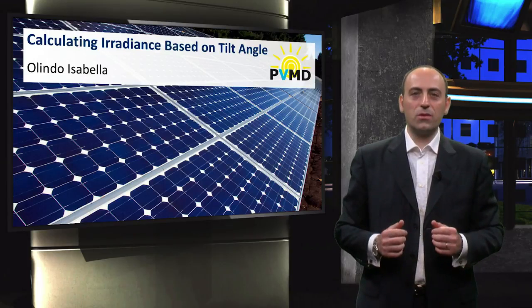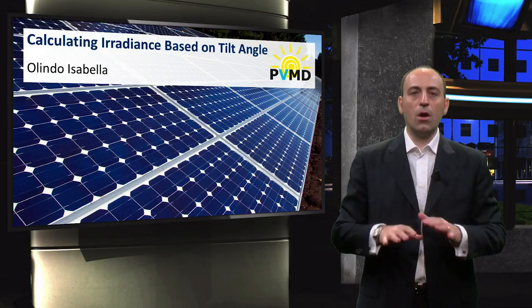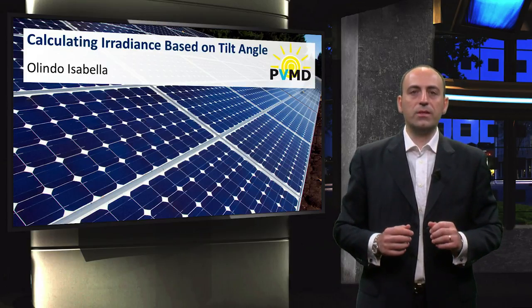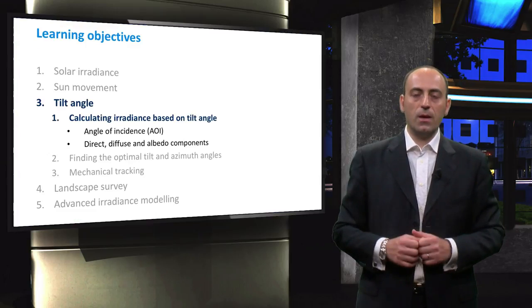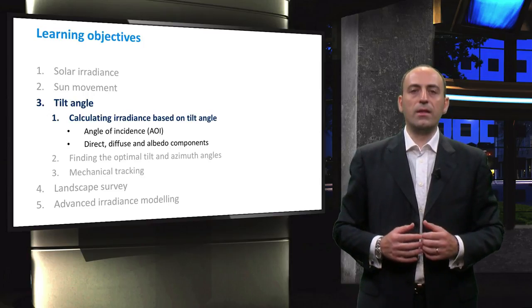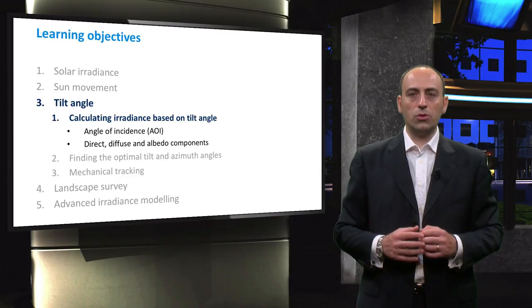In the previous videos, we have discussed the position of the Sun with respect to a PV module lying horizontally on the ground. However, if you want to increase the irradiance on the surface of the module, then the module should be tilted. In this video, we will give you the tools to calculate the irradiance as a function of the tilt angle and the azimuth angle of the PV module.